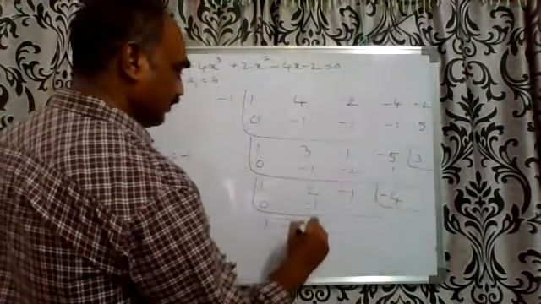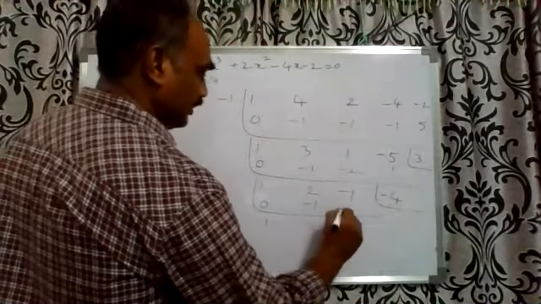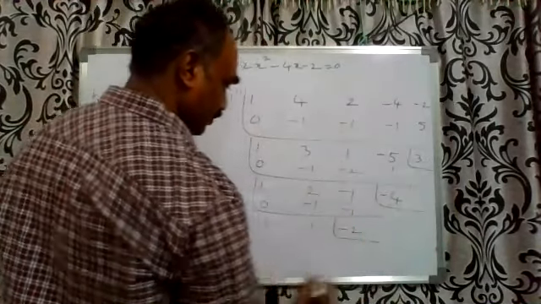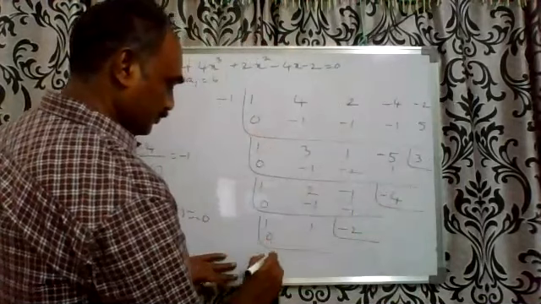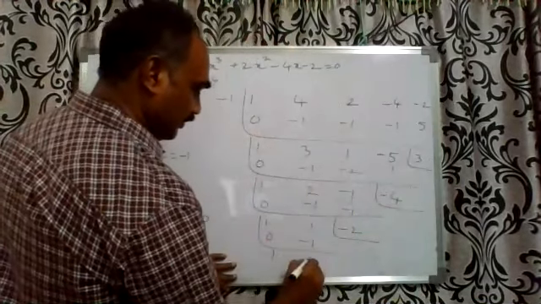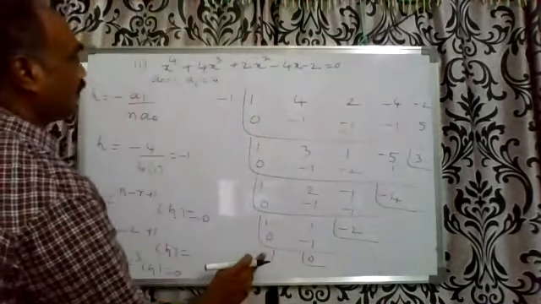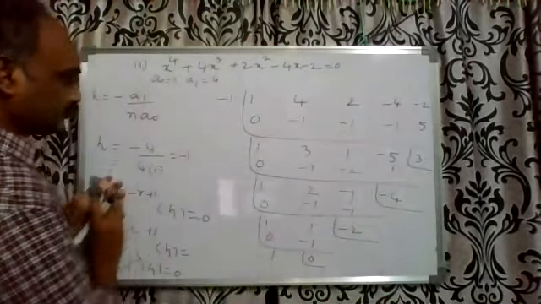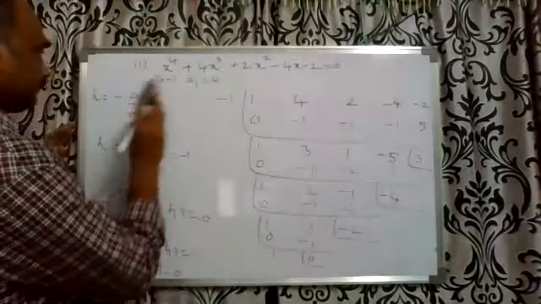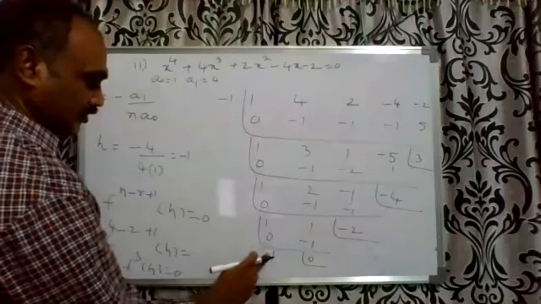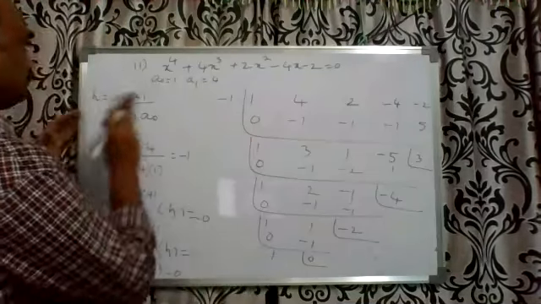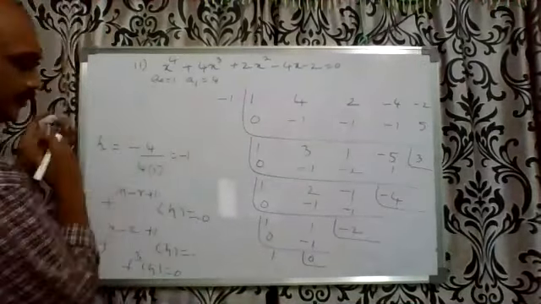1. 1 into minus 1, minus 1. 1. 1 into minus 1, minus 1. Minus 2. 0. 1. 1 into minus 1, minus 1. 0. This is x to the power of 4. So answer is x to the power of 4. Final answer is x to the power of 4.